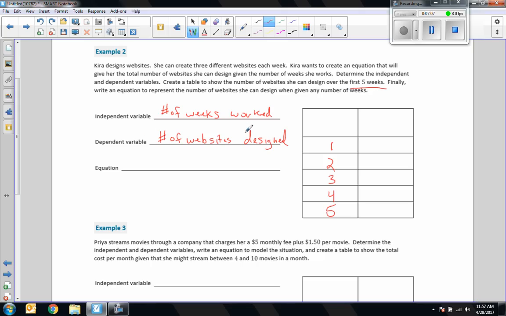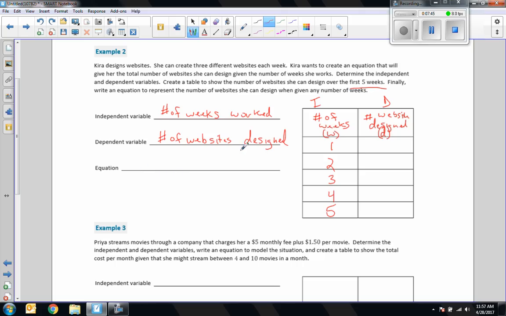So the dependent variable is the number of websites designed. If I simply write that over here, the independent variable goes first: independent, dependent. So the independent variable is number of weeks worked, and we'll call that W. And number of websites designed, let's call that D for design, because website starts with W as well as weeks, so we can't use W twice.